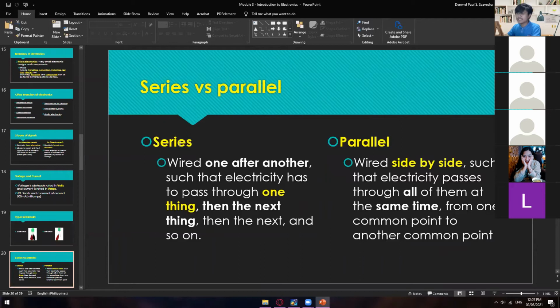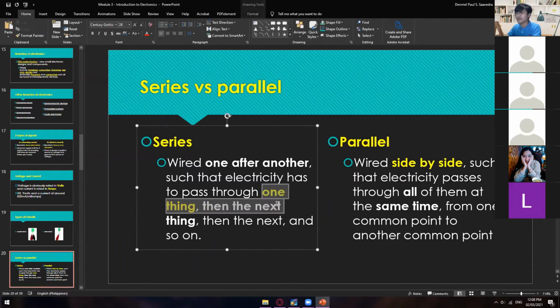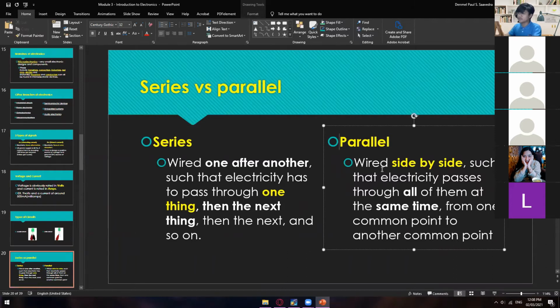And we have here the series versus parallel. You guys want to know this one. For series, there's only one path or one flow of current. So component, next is component, another component, etc. And then we have here the parallel. This one is wired side by side. I hope that you guys know what a parallel looks like. It has a node and then branches inside of it, and it has many paths, or your current will split into many paths.